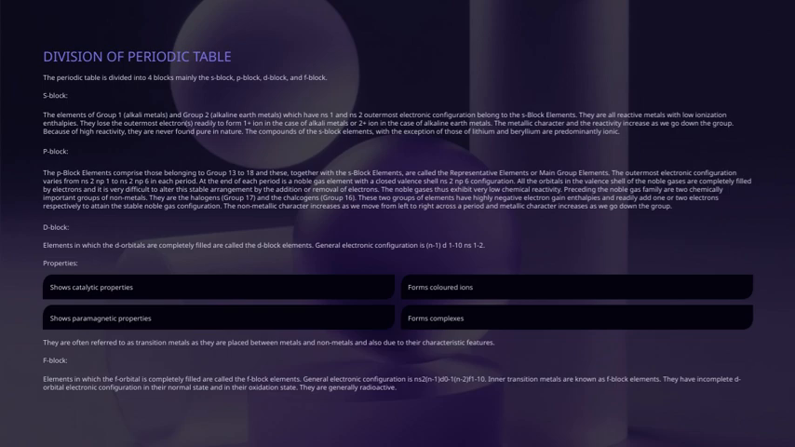To sum up, the periodic table is divided into these four main blocks: S, P, D, and F, each with distinctive electronic configurations and chemical behaviors, helping us understand the periodic trends and properties of elements more clearly.